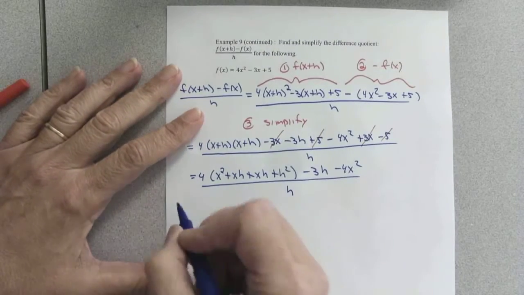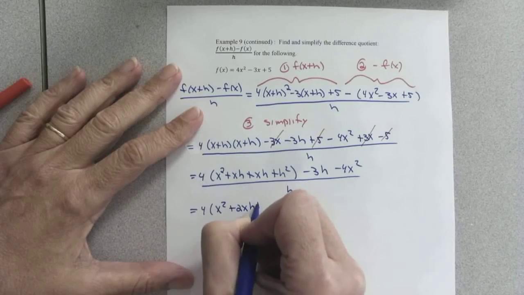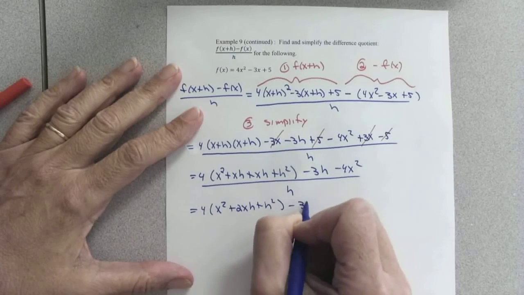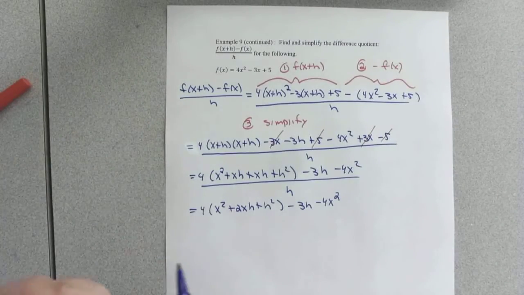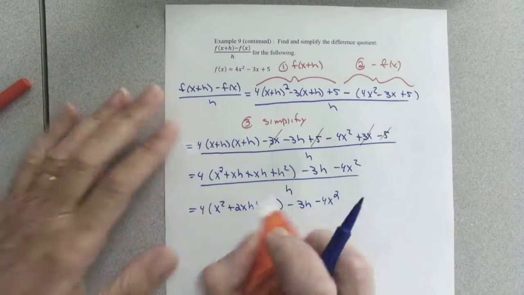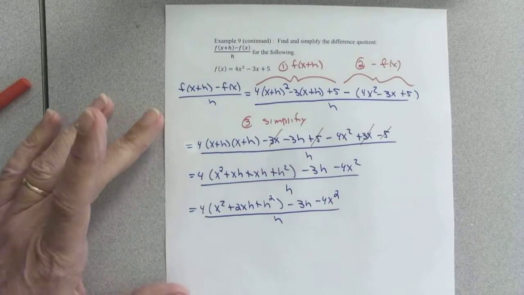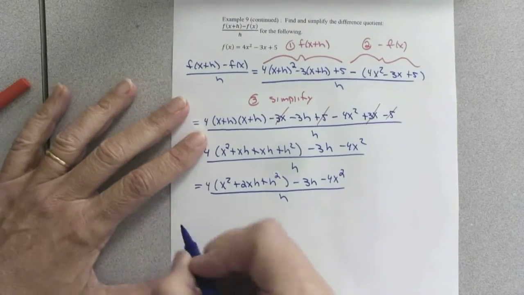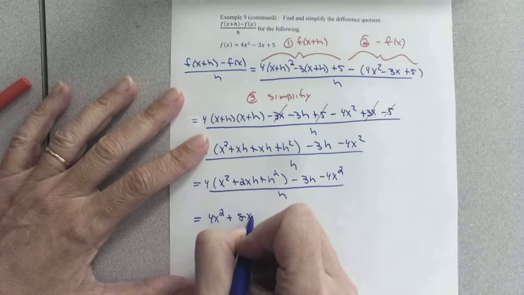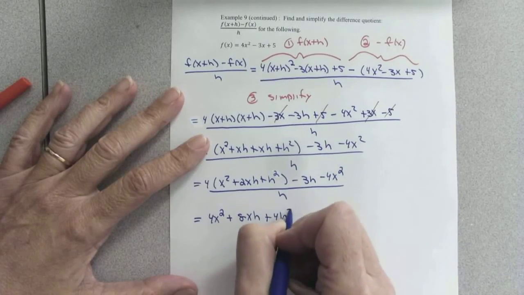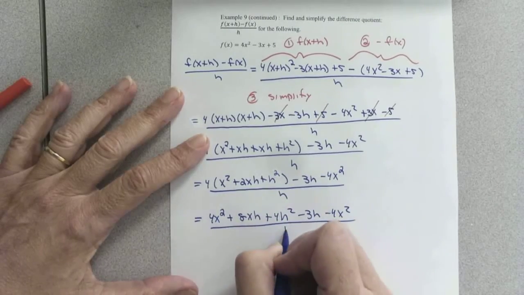And I am trying to show every step I can simplify, every step I can show. Got some like terms in there, so xh plus xh is 2xh. Still all over h. Distribute that 4, and so I've got 4x squared plus 8xh plus 4h squared minus 3h minus 4x squared all over h.